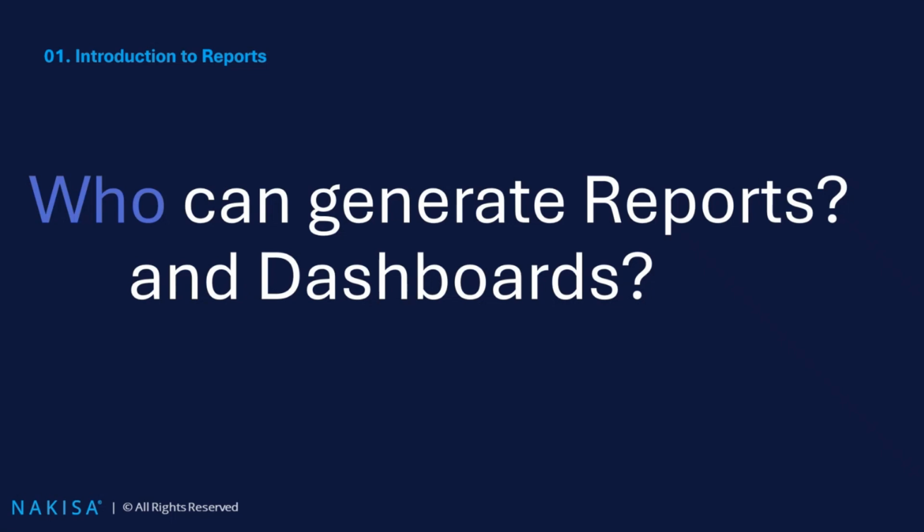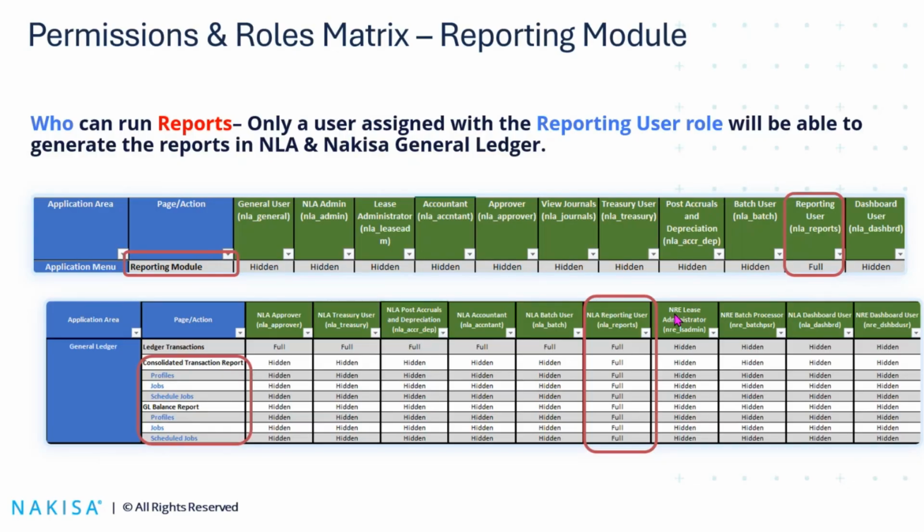So, who can generate them? The permission matrix that we have in the latest version, not everybody can use reports, similar to our previous versions as well. This is a snippet from our permission and role matrix, and all the users who have the reporting user role will be able to access it either on the main NLA page or the Nakisa General Ledger, where we have the CTR and the GL balance report. Only these roles will allow you to have access to generating the reports.